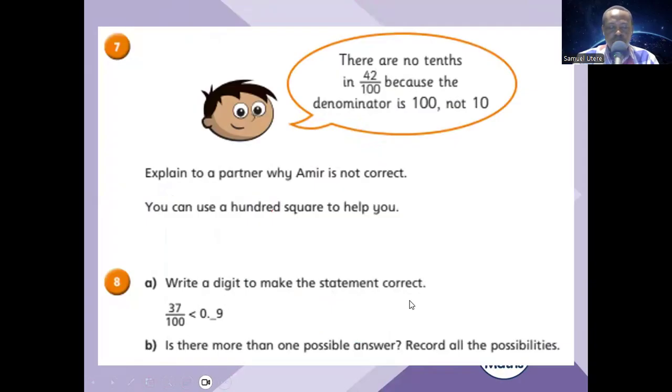Pause the video and answer questions 7 and 8 in 3 minutes. You can take your time. You don't have to follow the timing. You can work at your own pace. Okay.